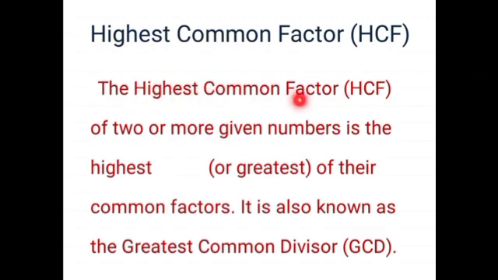The highest common factor of two or more given numbers is the highest of their common factors. In other words, the HCF of two or more numbers is the largest number that divides all the given numbers exactly. This is also known as greatest common divisor or GCD. Here we are going to find the HCF by using the prime factorization method.